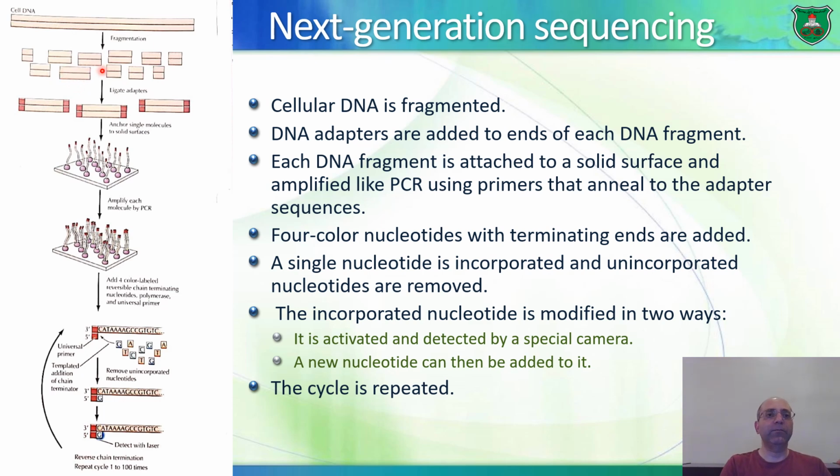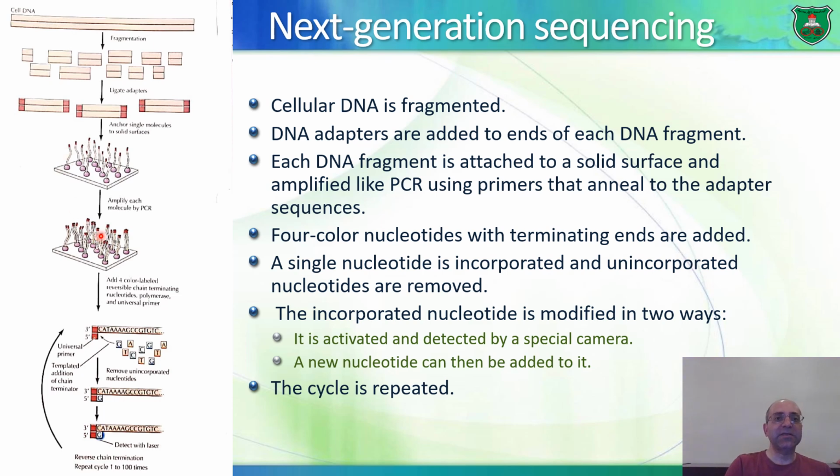Now each one of these fragments is taken and a DNA adapter is added. Pieces of DNA are added to both ends of each fragment. Remember that the fragments overlap, but the adapters, the DNA pieces that are added to the ends, have known sequences. Okay? Then these DNA fragments are attached to a solid platform.